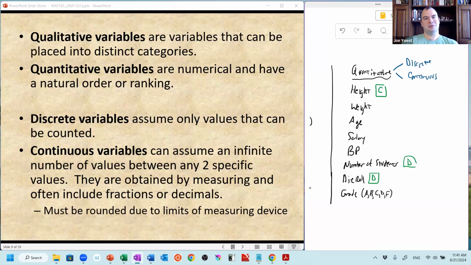I can't say something like that with, say, height. If somebody's 70 inches tall, what's the next allowable height? Well, if I wanted to say 71 inches, they could be 70.5 inches. Or if I wanted to say 70.1 inches, somebody could be 70.01 inches. That would be a number between those two. But something like weight, would weight be discrete or continuous?